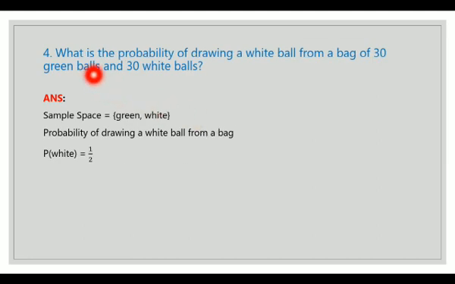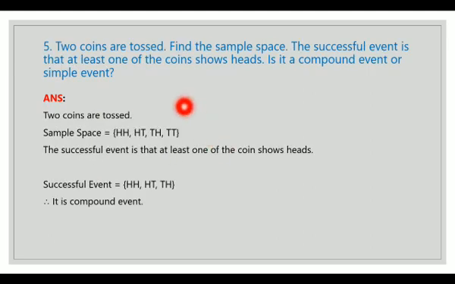Next question, what is the probability of drawing a white ball from a bag of 30 green balls and 30 white balls? So the sample space is green, white. The probability of drawing a white ball from the bag, that is probability of white, is 1 upon the total possible events, that is green and white, which is 2. So 1 upon 2.